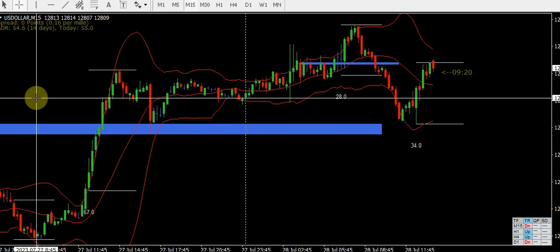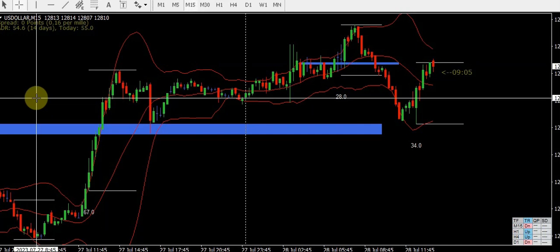Okay, 28th of July 2023. This is an example of the Bollinger Band setup. So this setup has three main conditions. Number one, the setup has to occur within either the London kill zone or a New York kill zone.